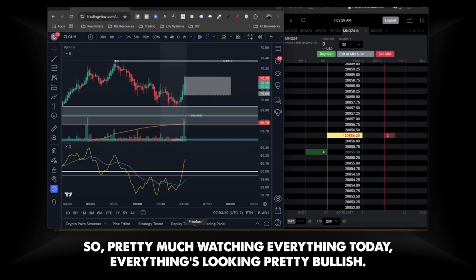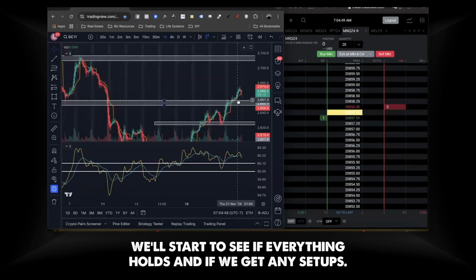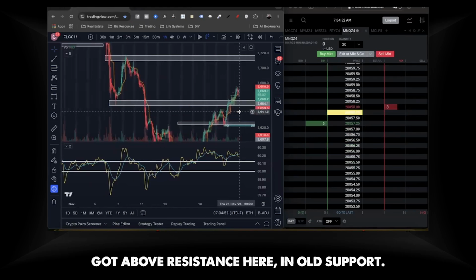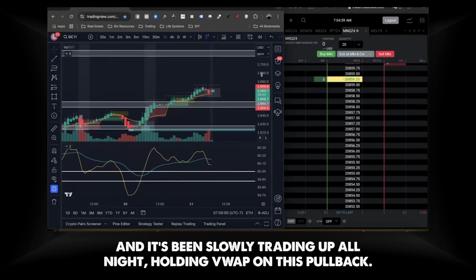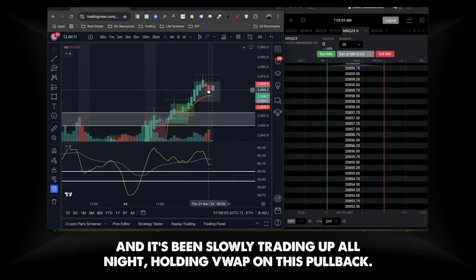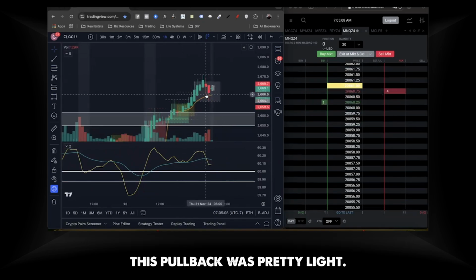So pretty much watching everything today. Everything's looking pretty bullish. We'll just have to see if everything holds and if we get any setups. Got above resistance here and old support, and it's been slowly trading up all night, holding VWAP on this pullback, still in an uptrend. Based on this move up, this pullback was pretty light.